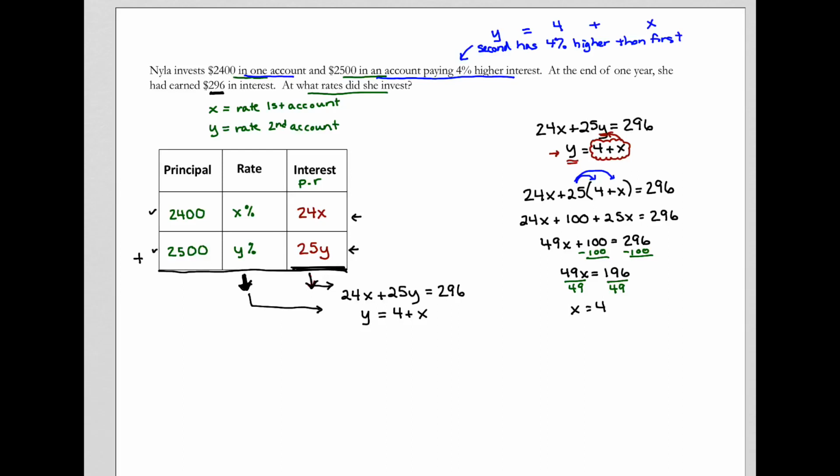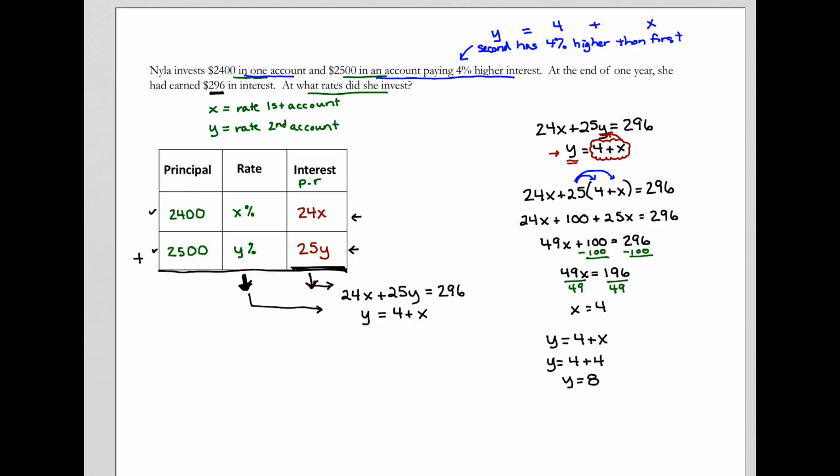Awesome! That's our first rate. So now we go back and plug 4 into one of our original equations. I will choose the second one that says y equals 4 plus x. And if x is 4, I do another back substitution and I replace x with 4. And that tells me that y is 8.